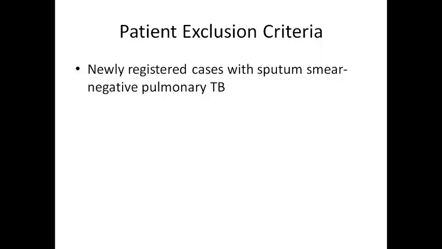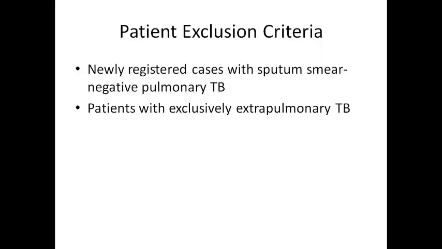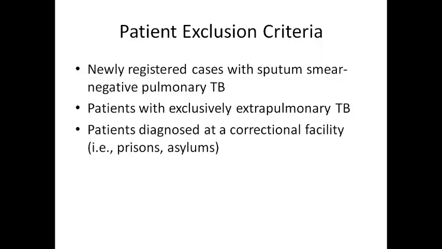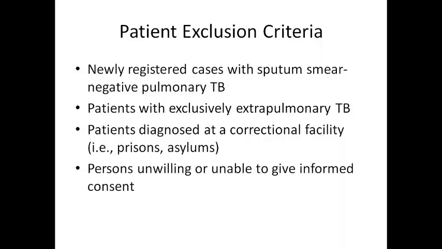Patient exclusion criteria. The following types of patients are excluded from the survey. Newly registered cases with sputum smear negative pulmonary TB, patients with exclusively extrapulmonary TB, patients diagnosed at a correctional facility like prisons, asylums, persons who are unwilling or unable to give informed consent.